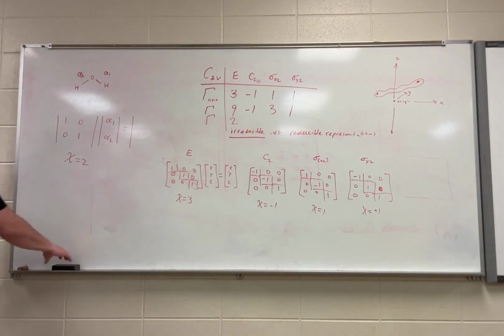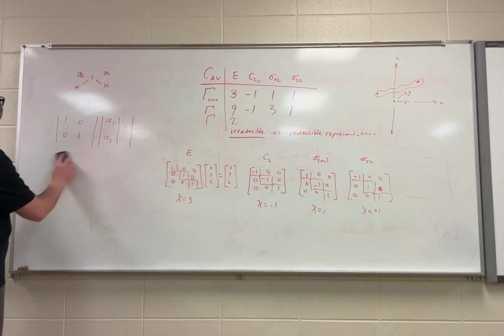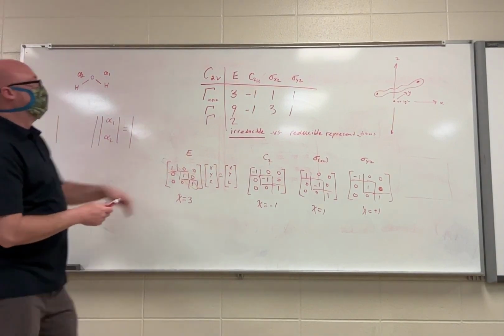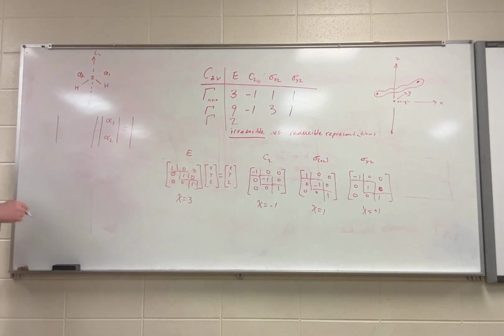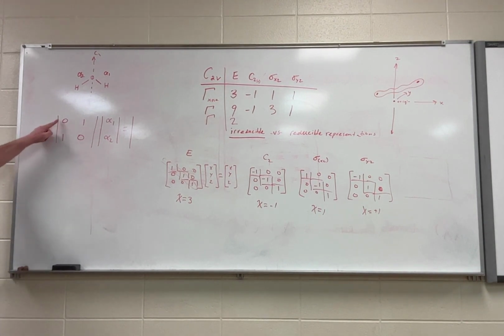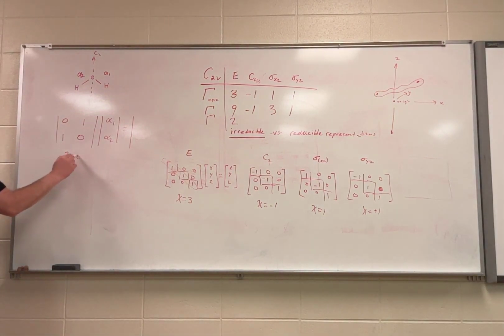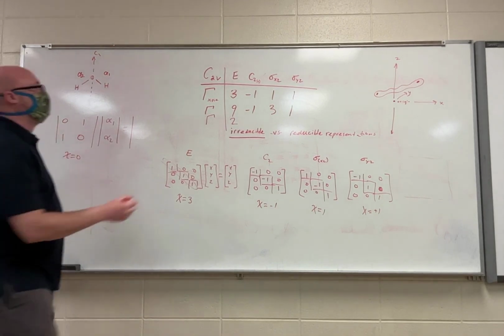Okay? So then I can write a transformation matrix for C2 like this. And notice that alpha 1 goes to alpha 2. It doesn't go to itself. And then alpha 2 goes to alpha 1. So I have a transformation matrix that looks like this. And now I have no diagonal term. So chi is 0. I guess I have diagonal terms, they're just 0. The sum of them is 0. The character is 0.